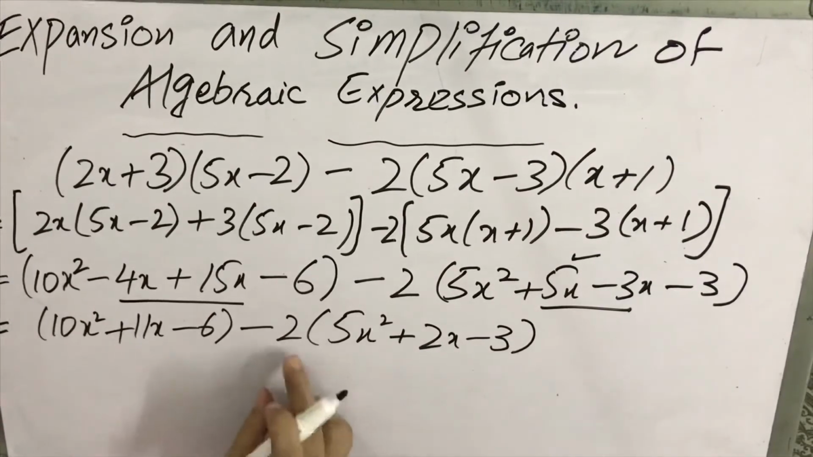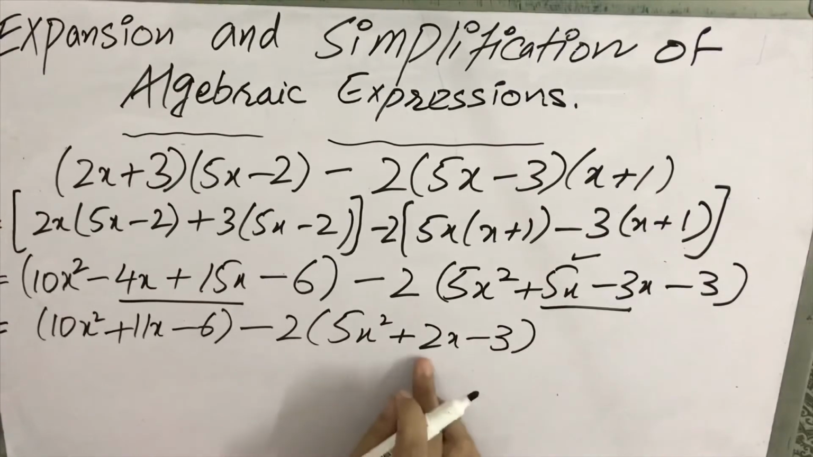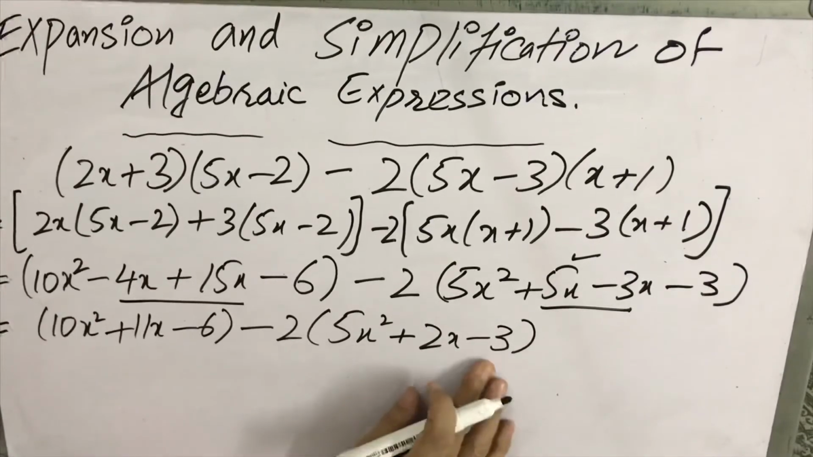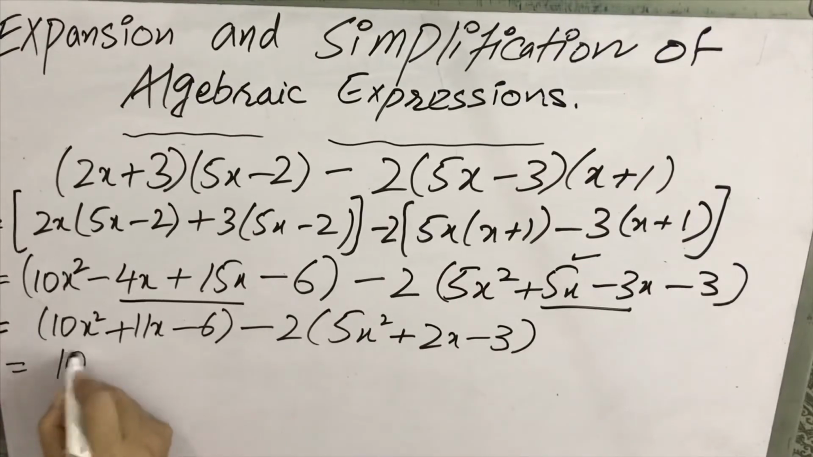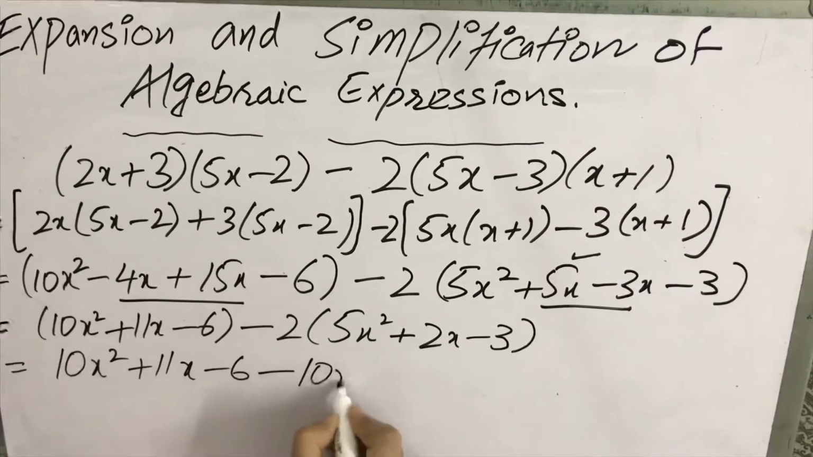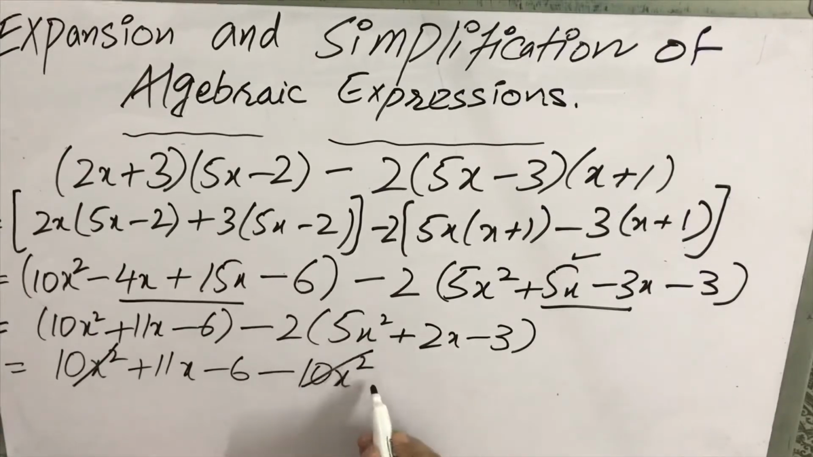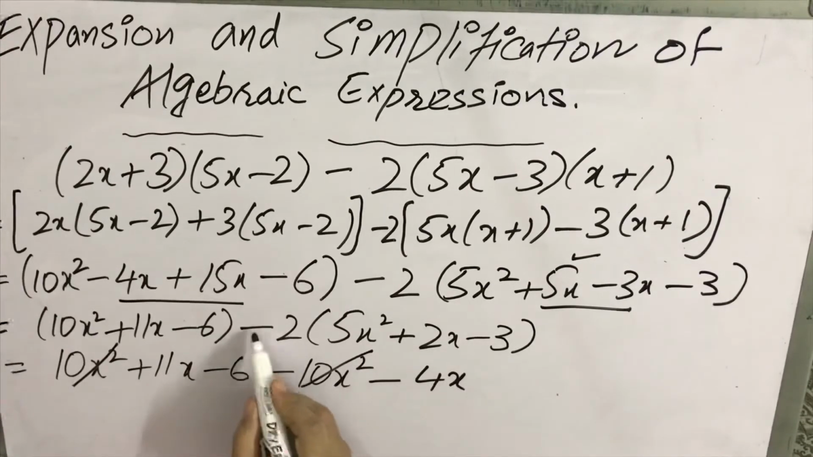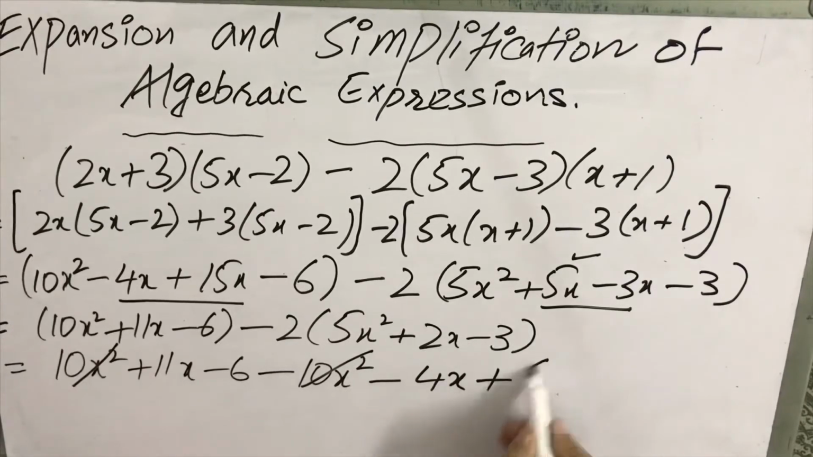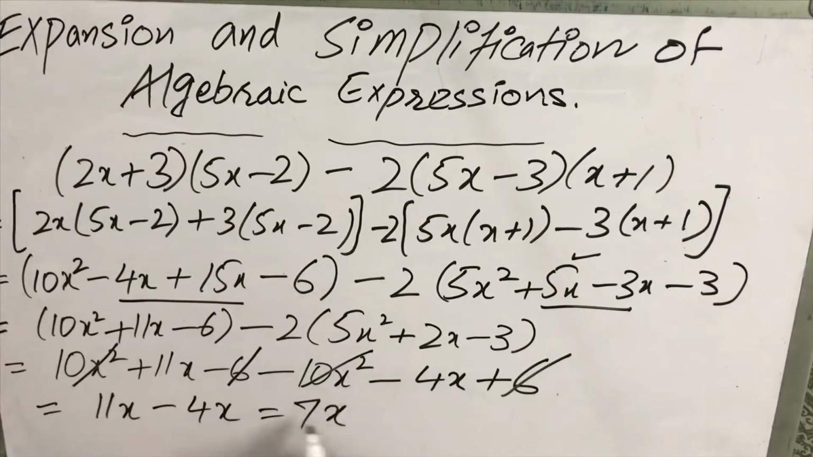Now we shall first multiply these 3 terms with 2. Then we shall add or subtract with this. One more thing, as there is no like term now, these 3 terms cannot be simplified anymore. 10x square plus 11x minus 6 minus 10x square. So 10x square cancelled with 10x square, minus plus minus 4x plus 6, and 6 is also cancelled with negative 6. So the final answer of such a long question is so small, that is 7x.